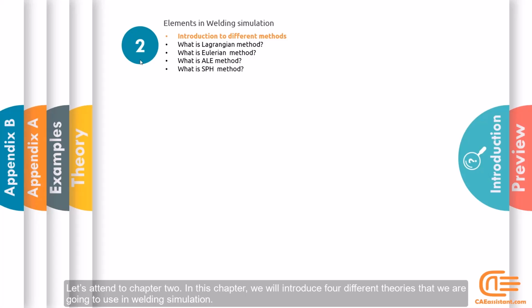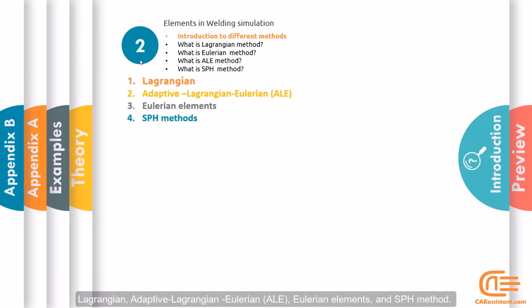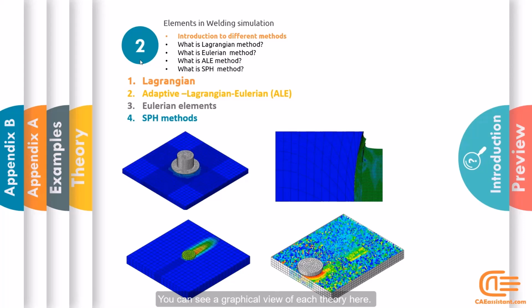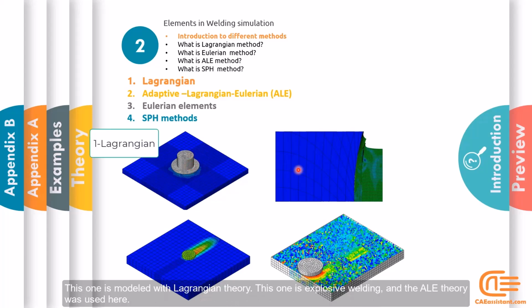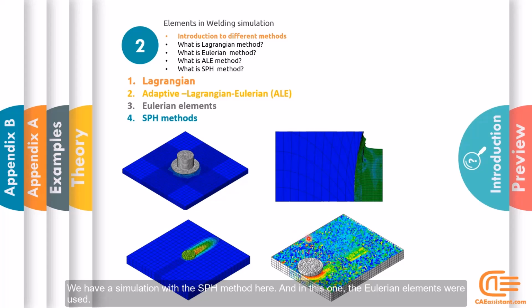In this chapter, we will introduce 4 different theories that we are going to use in welding simulation. Lagrangian, adaptive Lagrangian Eulerian or ALE, Eulerian elements, and SPH method. You can see a graphical view of each theory here. This one is a model with Lagrangian theory. This one is explosive welding, and the ALE theory was used here. We have a simulation with the SPH method here, and in this one, the Eulerian elements were used.